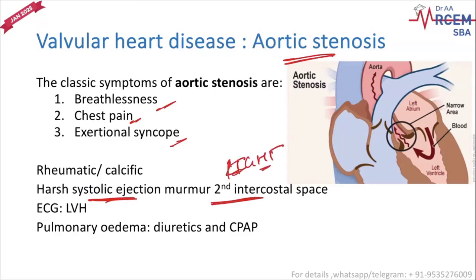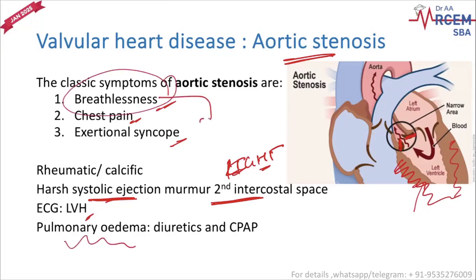right second intercostal space. Because the aortic valve is stenosed and the left ventricle has to pump against the resistance of the aortic valve, the left ventricle undergoes hypertrophy. So on an ECG, left ventricular hypertrophy changes, the voltage criteria what we have discussed, they will be presenting with. Most of the time they present with breathlessness, that is nothing but because of the heart failure.